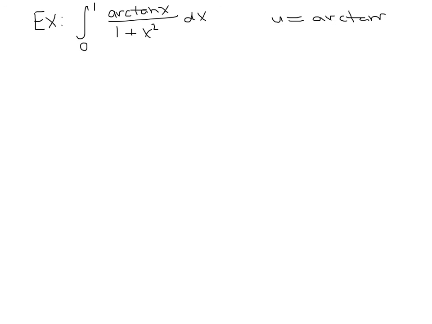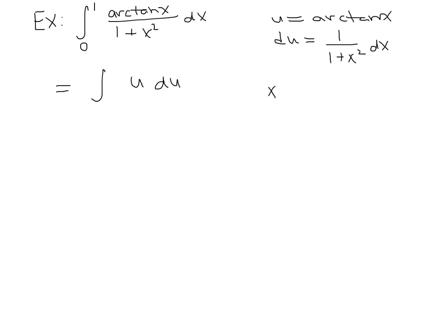The next example that we have is to find the integral from 0 to 1 of arctan x over 1 plus x squared dx. So now if I let u equal arctan x, du is 1 over 1 plus x squared dx. That ends up working out pretty nicely. So the integral of u du. Wow. Now all we have to do is change the bounds.